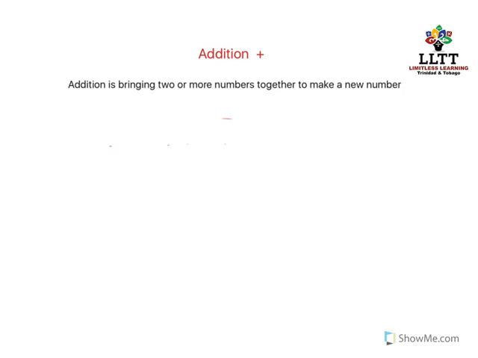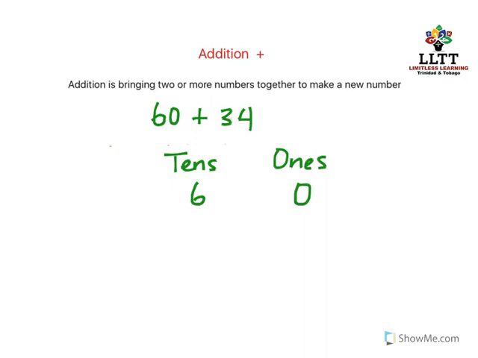So what do I want to add again? I want to add 60 plus 34. So the first thing I'm going to do is I'm looking at my numbers 60 and 34. They both have 2 digits, so that means I'm dealing with tens and ones. So I'm going to write tens and ones. I'm going to do my number 60 first. 60 is 6 tens and 0 ones.